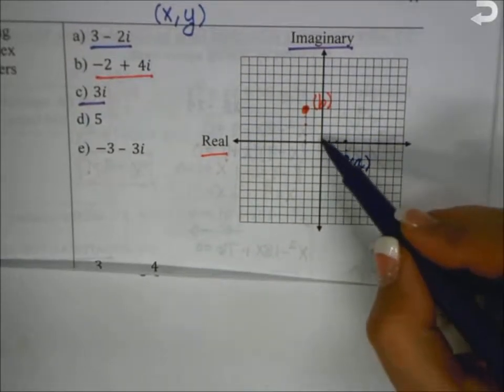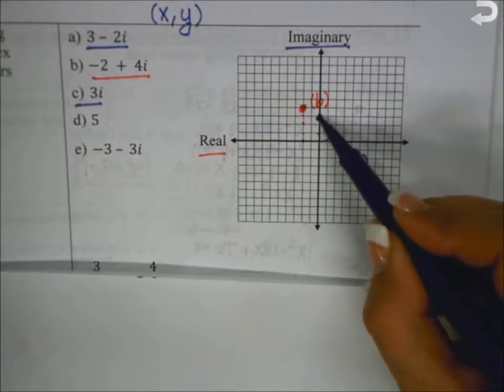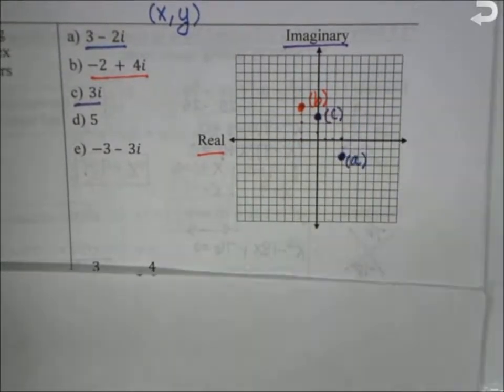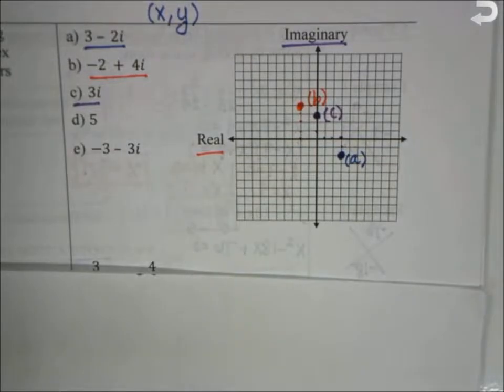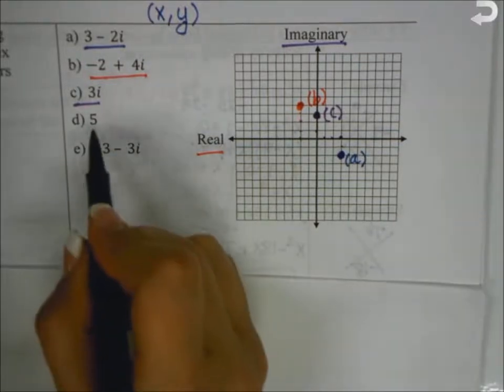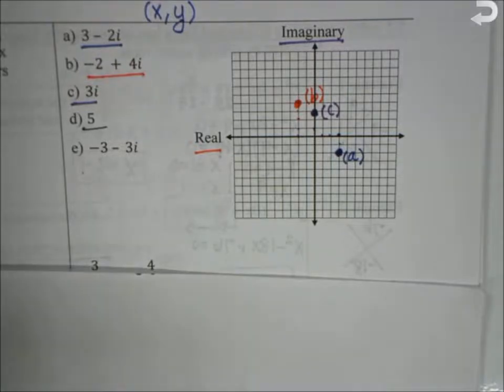Okay. What about D? 5. D is just 5. So I'm only moving along the real axis, and I'm going to the right 5 spaces. 1, 2, 3, 4, 5. There's no imaginary part, so I'm done.